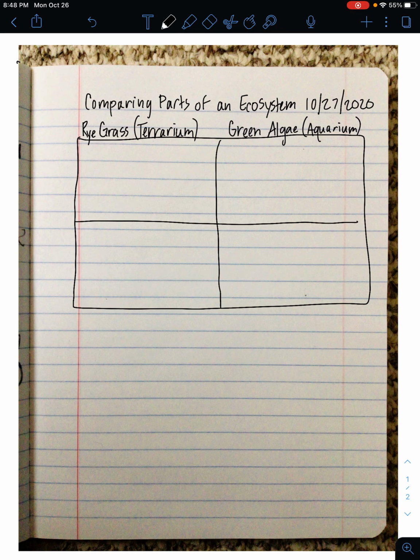Down the left-hand side of the table, I am going to write similar and different. In my table, I am going to use these boxes to explain how ryegrass and green algae are both similar and different from each other.